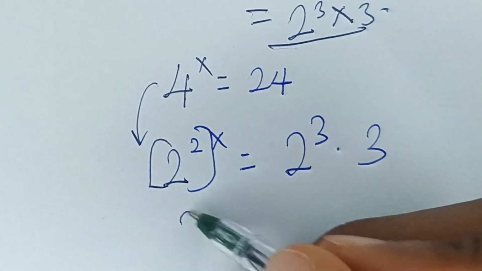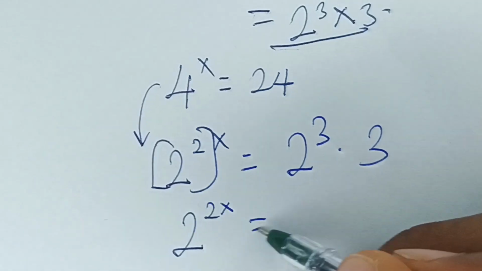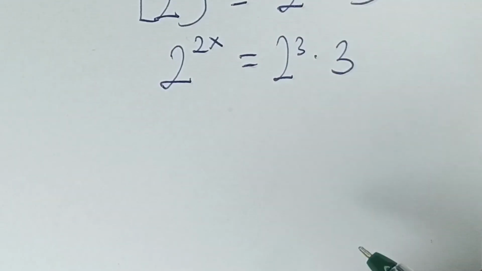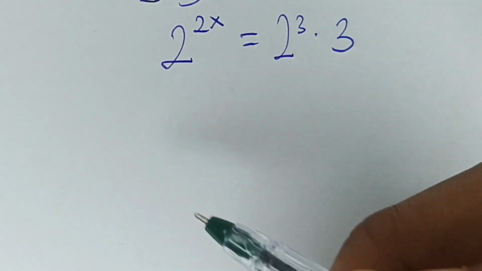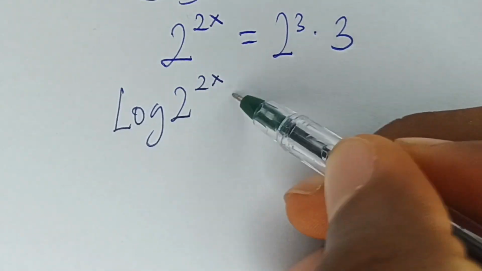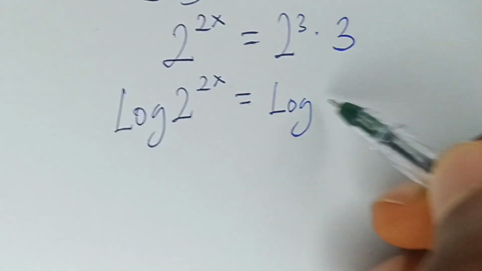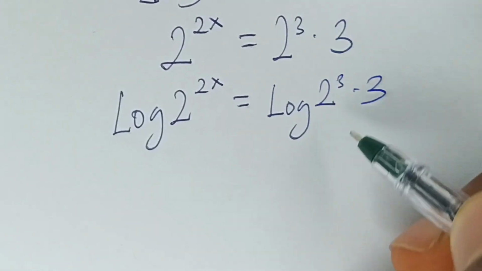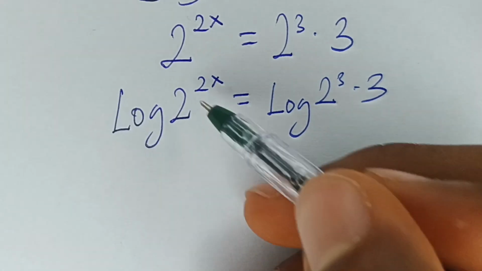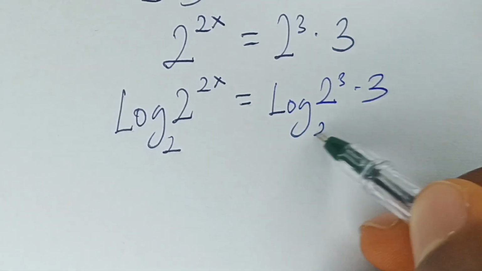2 squared raised to the power x is the same thing as 2 raised to the power 2x, equal to 2 cubed multiplied by 3. Okay? Now, at this point, we can decide to take the logarithm of both sides. So we say the logarithm of 2 raised to the power of 2x is equal to the logarithm of 2 cubed multiplied by 3. Now this logarithm we're going to take in the base of the number carrying x. The number carrying x is 2. So the logarithm in base 2 of both sides.